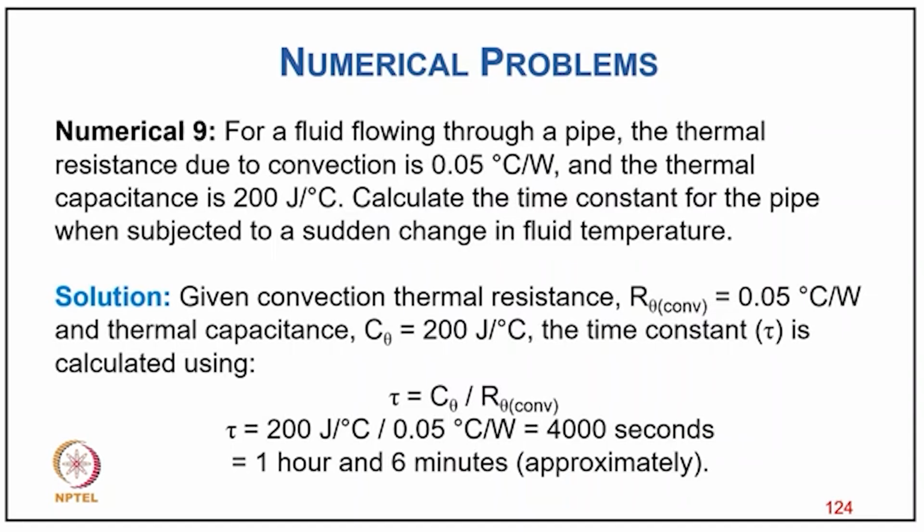So the solution: given convection resistance R theta equals 0.05 Celsius per watt and thermal capacitance C theta equals 100 joules per Celsius. The time constant calculated is tau equals C theta upon R convection, and putting the values in, it comes to 4000 seconds, or 1 hour and 6 minutes approximately.